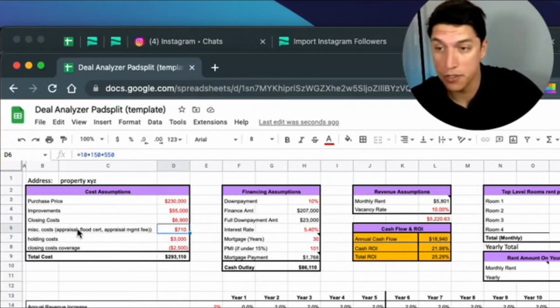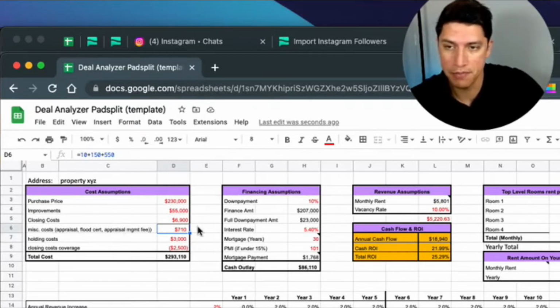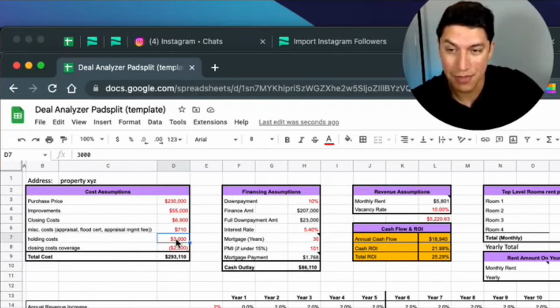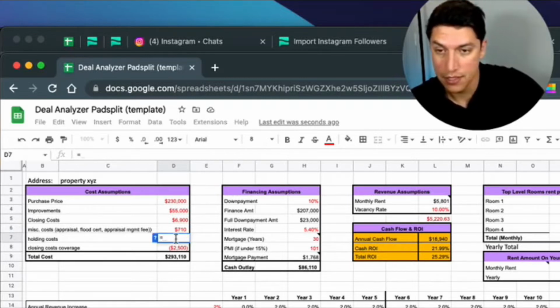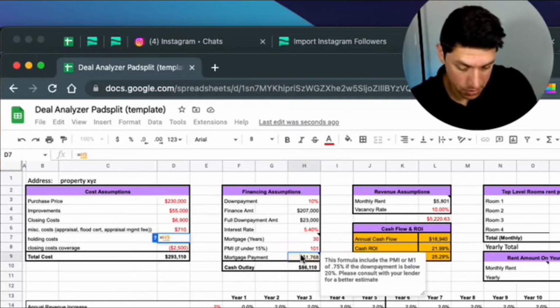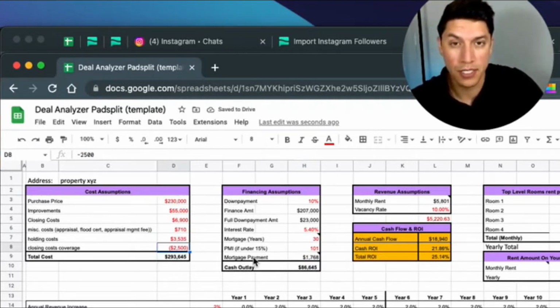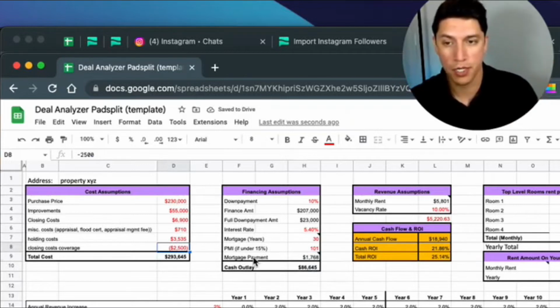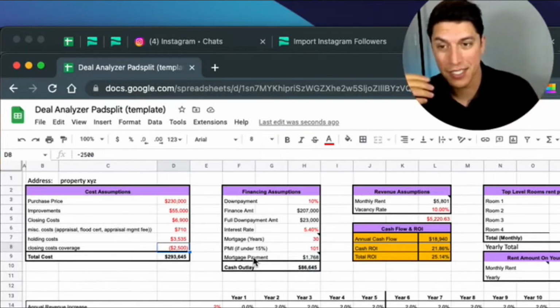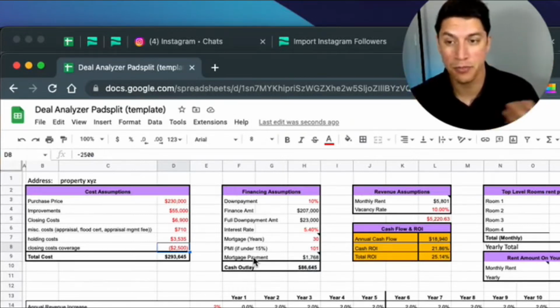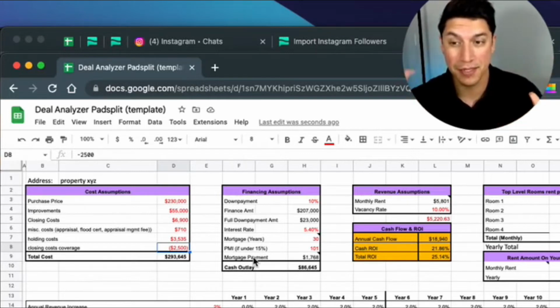That included appraisal, flood certificate, appraisal management fee. That was 710 bucks. Holding costs for this, I'm usually doubling the mortgage payment. So I'll usually do this. And that's kind of what I'll gauge as my holding costs, so that when you acquire the property and you are fixing it up, and then how long it's going to take for people to move in, I'm putting it at about 2 months.